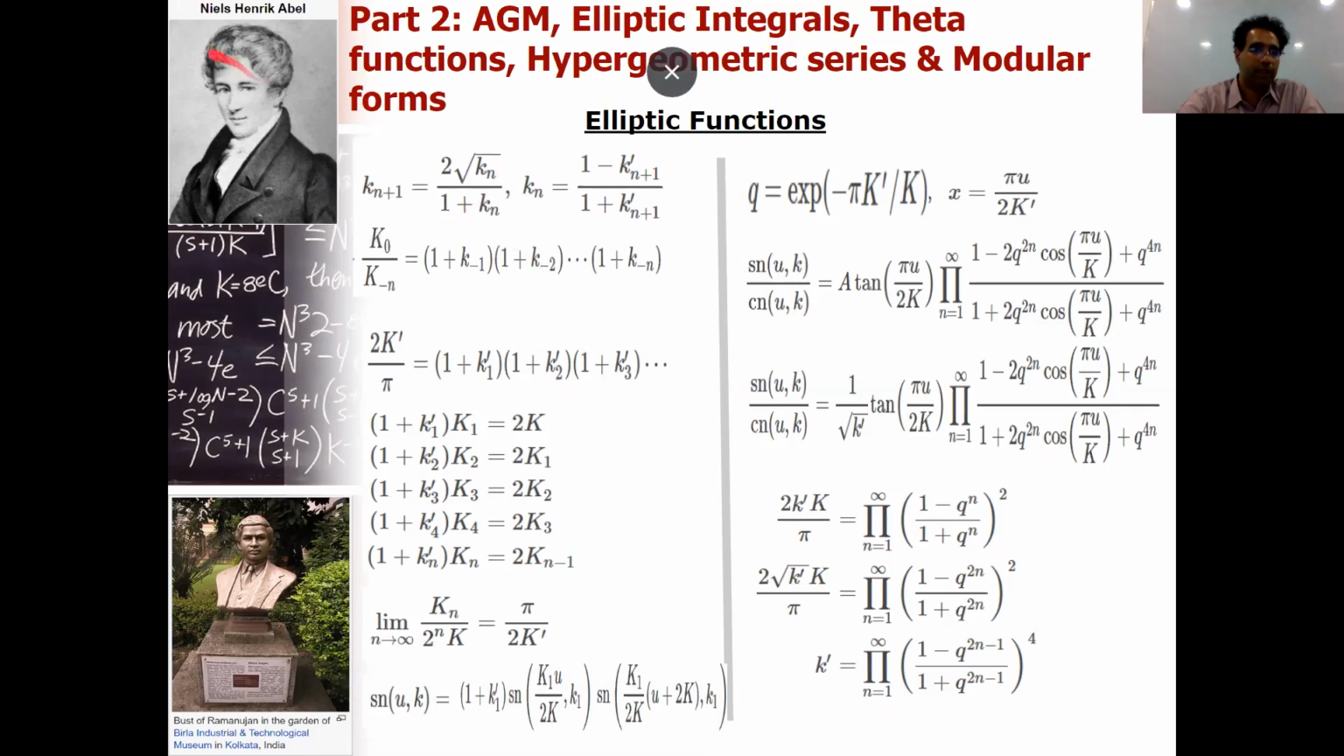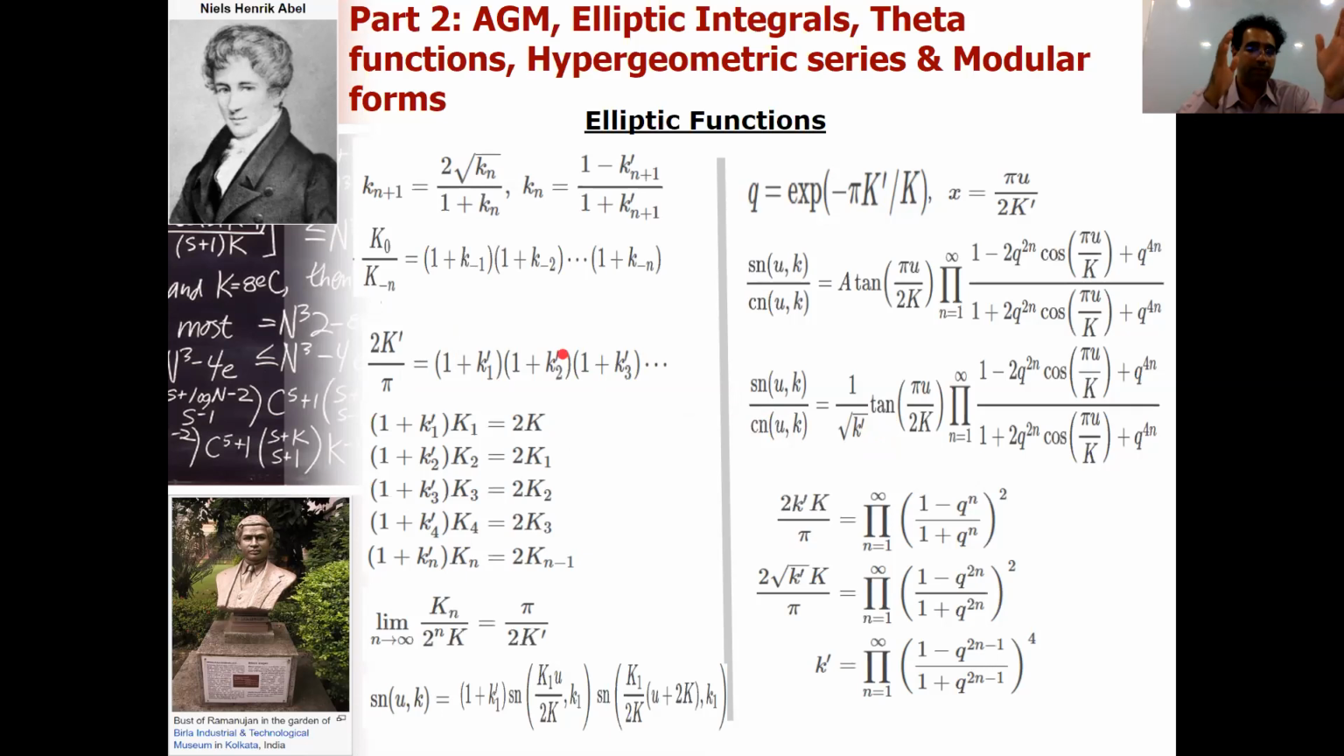And then to this area, you also have a Danish mathematician, Abel, who has contributed. Abel is a name that appears more commonly in the field of modern algebra. You have abelian groups and so on, but he has also contributed in other areas, including the elliptic functions.